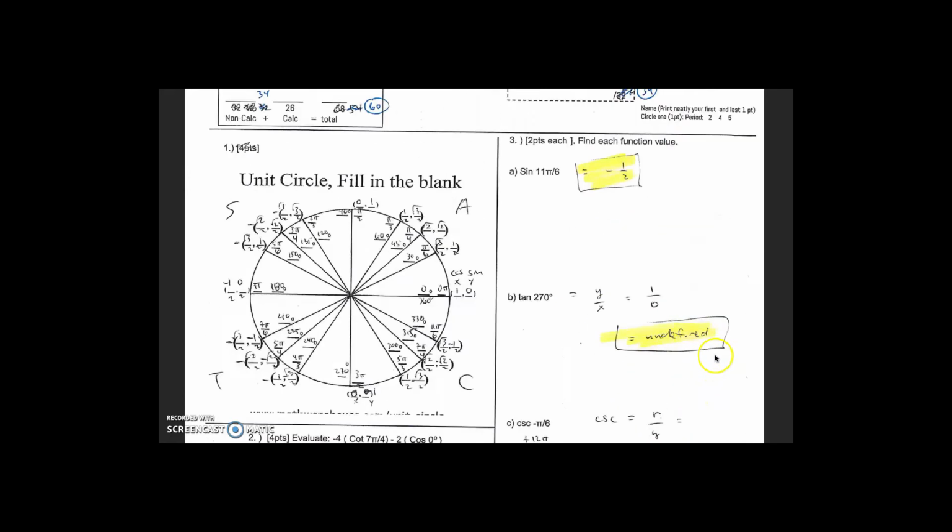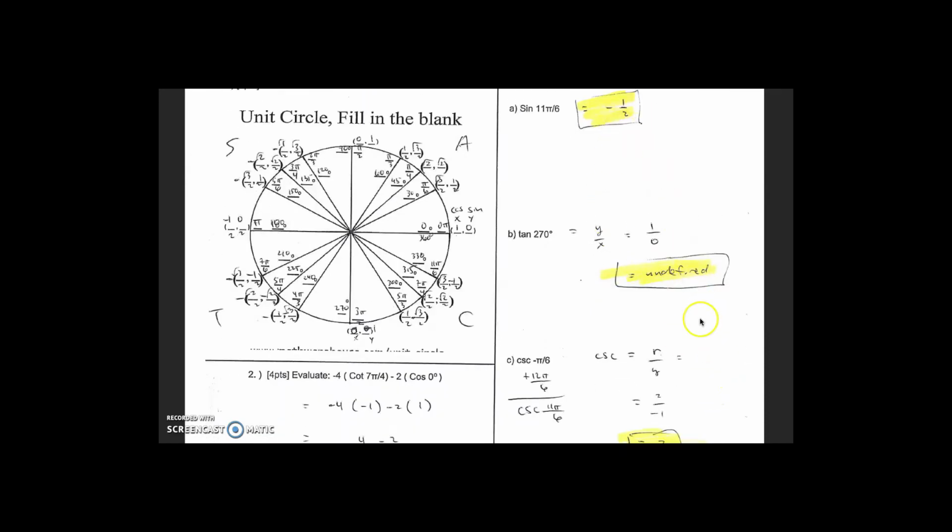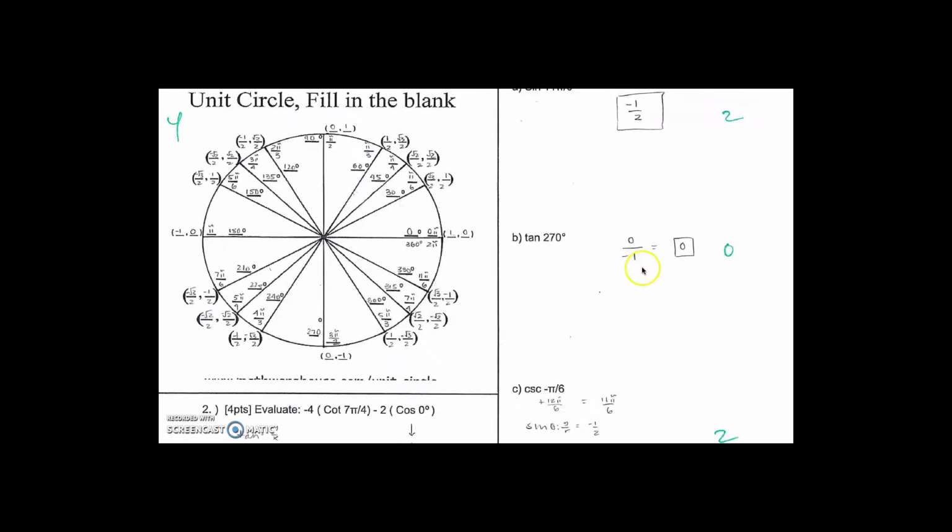Each of those were worth 2 points. If you got some aspect of it, you got 1 point. Here's a mistake, getting tangent at 270. This person didn't know their x's, y's, and r's for tangent. They thought tangent was x over y, which would have been cotangent. Incorrect. That's where they got a 0.